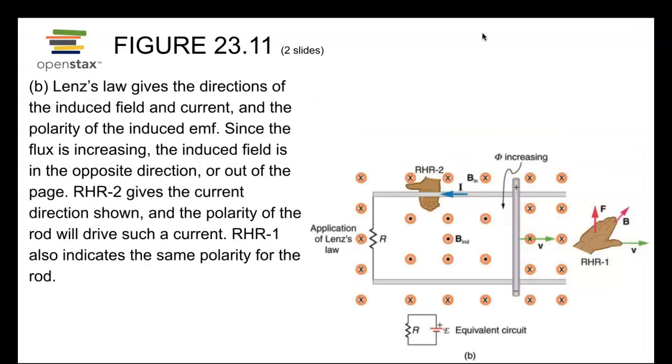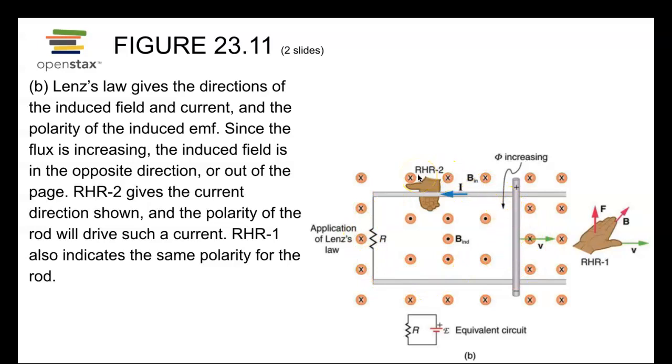Again, as this drawing is showing, there are two ways that you can determine the direction of the current flow. You can use what OpenStax refers to as right-hand rule 1, which is the first way I did it, showing that all of the positive charges in this bar are positive charges moving through a magnetic field, and therefore they are being forced this way, which will cause a counterclockwise current throughout this entire circuit.